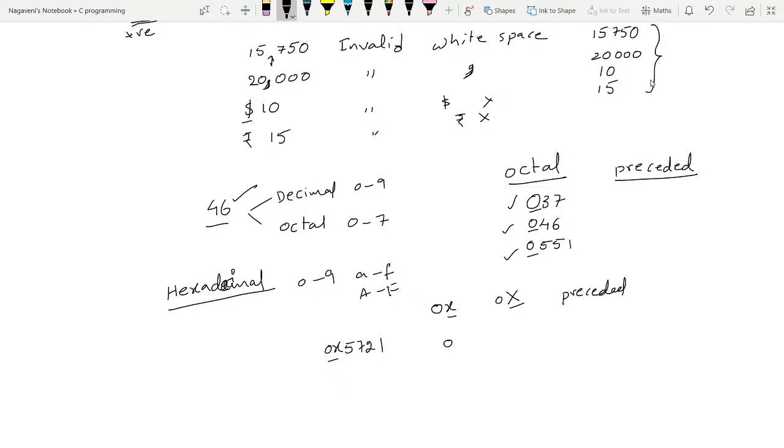Why do we use hexadecimal? As I told you in the previous class, suppose x equals 10. That means x is the name of the variable and 10 is its value, and the 10 is stored in some memory. In computer memory, it picks some memory and stores 10 in that place. Where it is stored, that memory has some address. Most of the addresses are specified in hexadecimal numbers only.